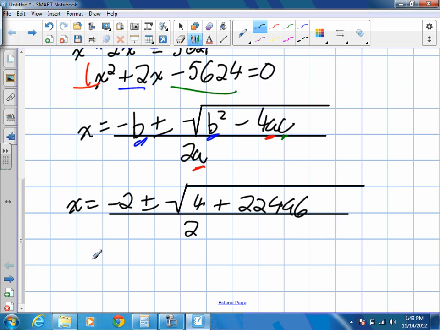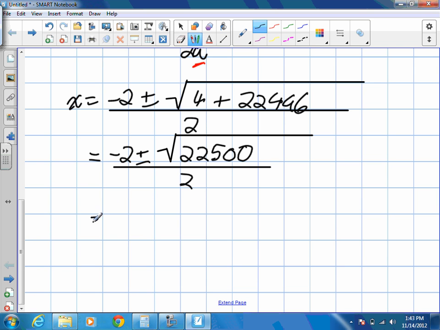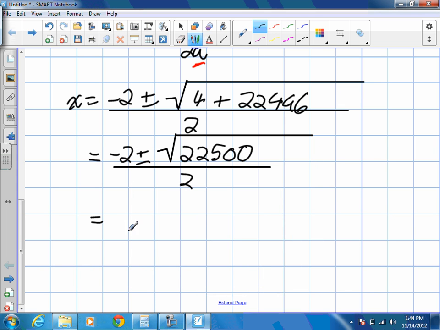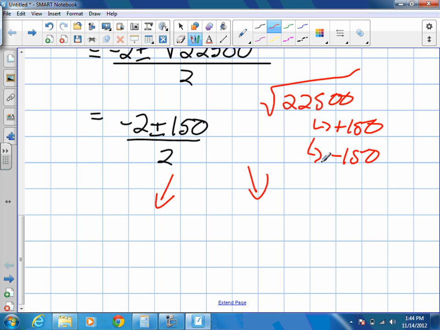This becomes negative 2 plus or minus the root of 22,496. Oh, that's 22,500. Looking for the root of 22,500, divided by 2. We're going to find that root. The root of 22,500 is 150. So we now get negative 2 plus or minus 150, divided by 2. What is my next step? Yes. Why do we split it? That's right. Because we're going to get 2 answers from the root of 22,500. Technically, there is positive 150 and negative 150.